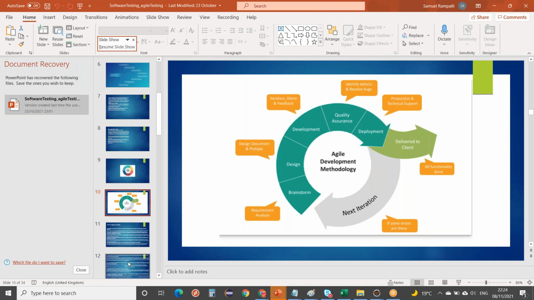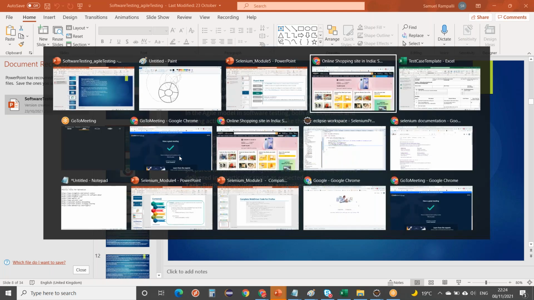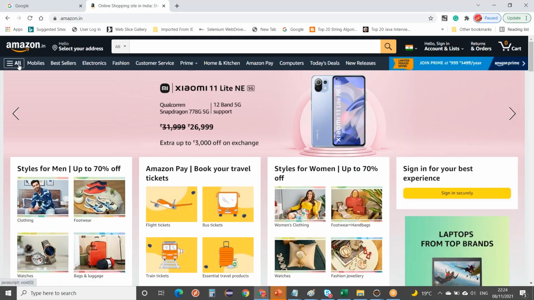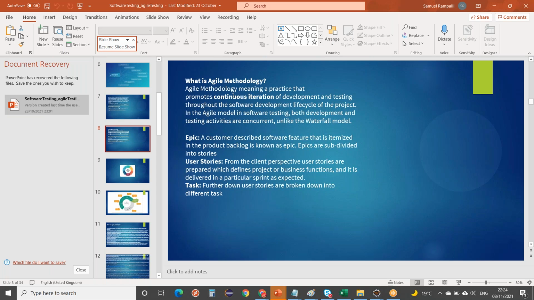So what is a user story? Your entire product feature list is your epic. Okay, entire product feature list. What is the entire product feature list? For example, you are working for the Amazon site. All the features of mobile, bestseller, electronics, fashion, prime, home, kitchen, everything all together is your entire application features, right? So that is your epic.